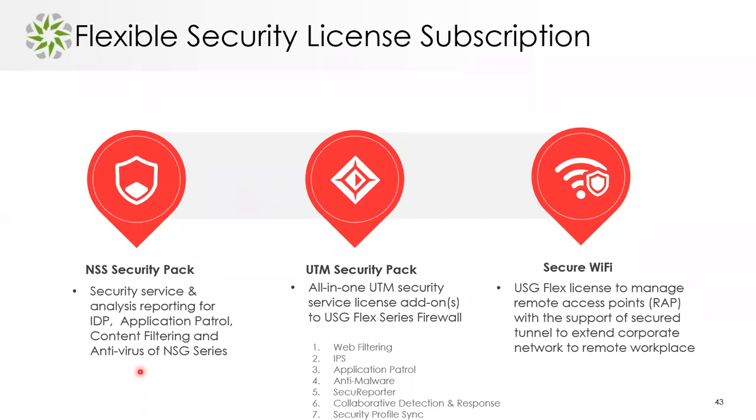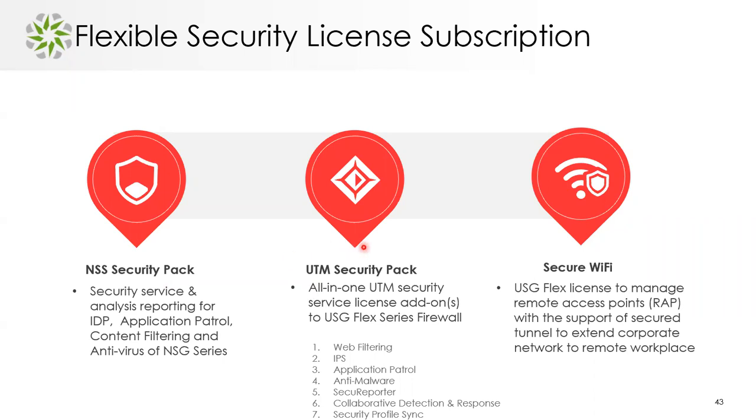If you are using our NSG series gateways, which have now been, I believe, largely phased out in favor of the USG Flex, but if you've got a legacy NSG, the NSS security pack is the UTM license that you use for that. The USG Flex, and I believe also the ATP, could be wrong on the ATP, let's just focus on that. On the USG Flex, if you're using that as your gateway, it's called the UTM security pack. So again, different licenses based on which gateway you're using, the NSG or the USG Flex.